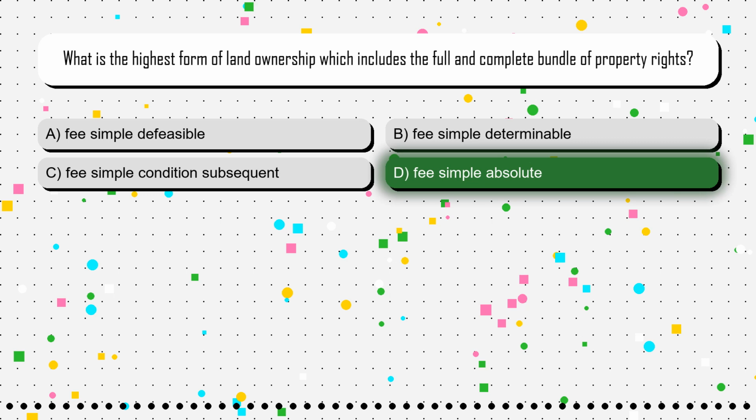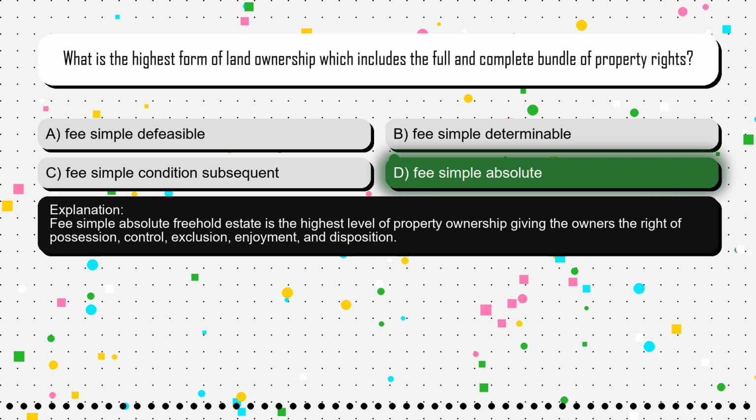The correct answer is option D, fee simple absolute. Fee simple absolute freehold estate is the highest level of property ownership, giving the owners the right of possession, control, exclusion, enjoyment, and disposition. Question 7.